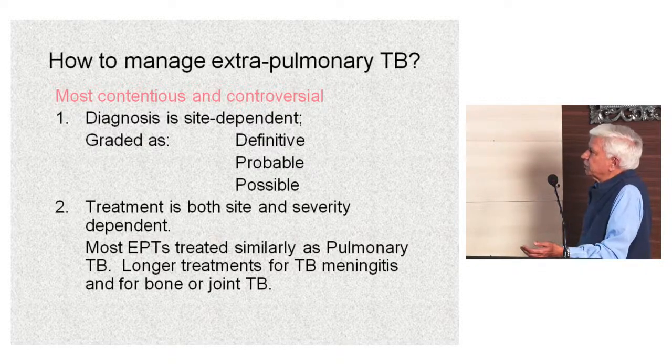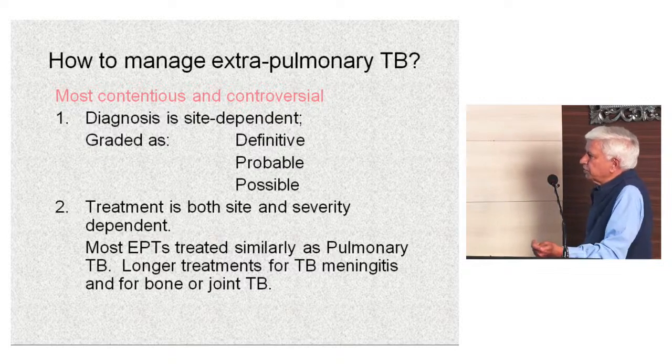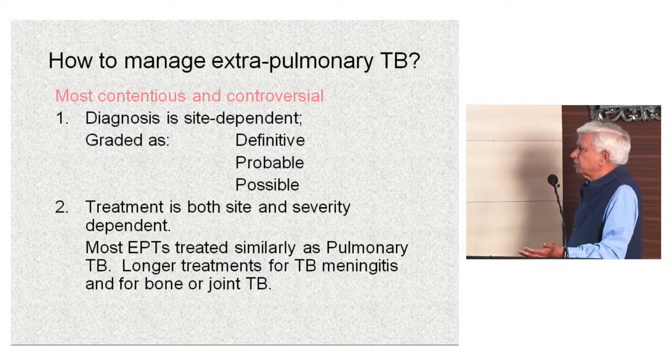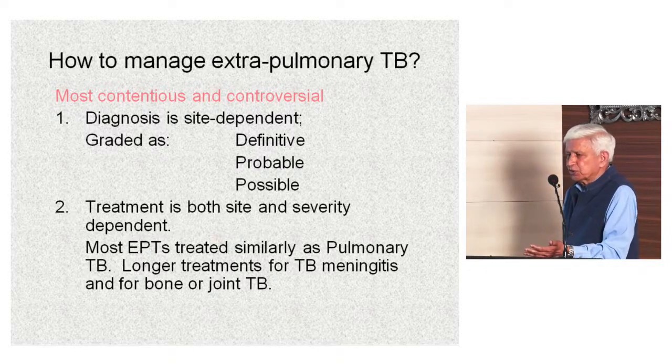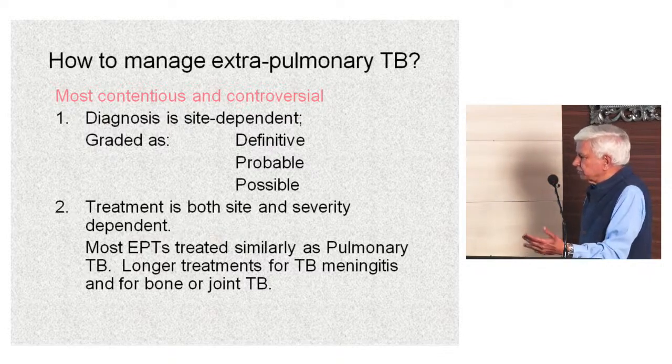So how to manage extrapulmonary tuberculosis is most of the time site dependent, and we discussed the classification of diagnosis, that there are definitive when there is mycobacterial demonstration, probable criteria and possible. So treatment is both site dependent and severity dependent. For example, the patient may have pericardial tuberculosis, may be suffering from tubercular meningitis, or sometimes spinal tuberculosis. So we consider these as more serious forms of tuberculosis. Similarly, in miliary tuberculosis, the patient may have a severe, tubercular septicemia-like picture.